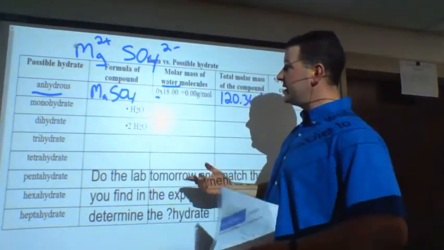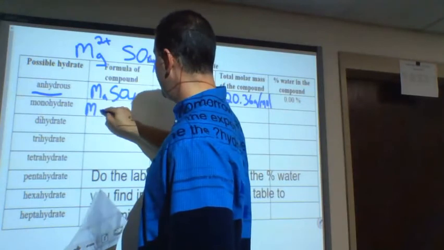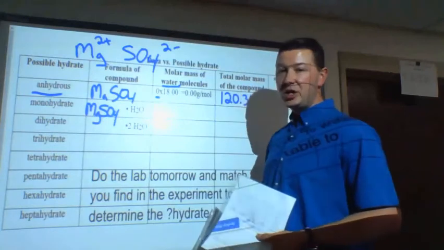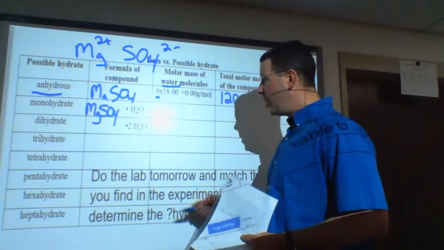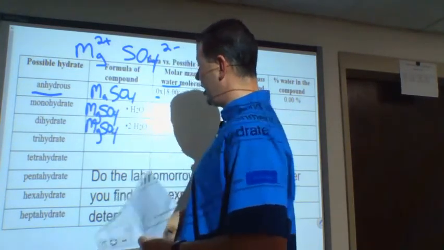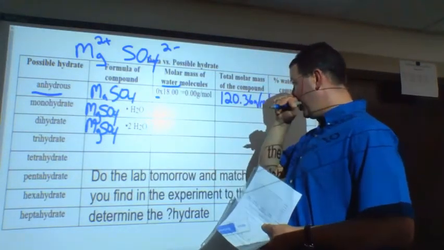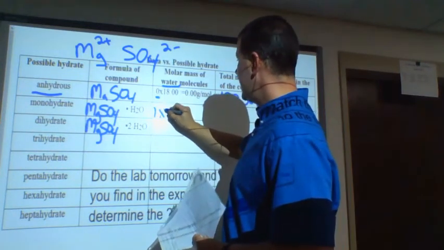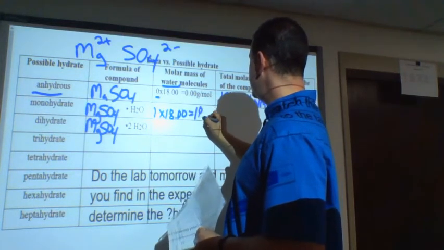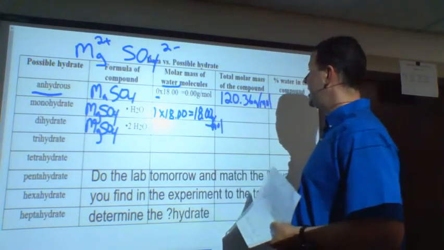So now we're going to pretend that this magnesium sulfate has 1 water molecule to it. So the formula would be MgSO4 dot 1H2O. And if it had 2 water molecules in it, it would be MgSO4 dot 2H2O. So that's what you do all the way down the line. So for the monohydrate, how many water molecules are there? There's 1 times 18, and you're going to show your work just like this as we're going through it. And that's going to be 18.00 grams per mole. So I put that down.